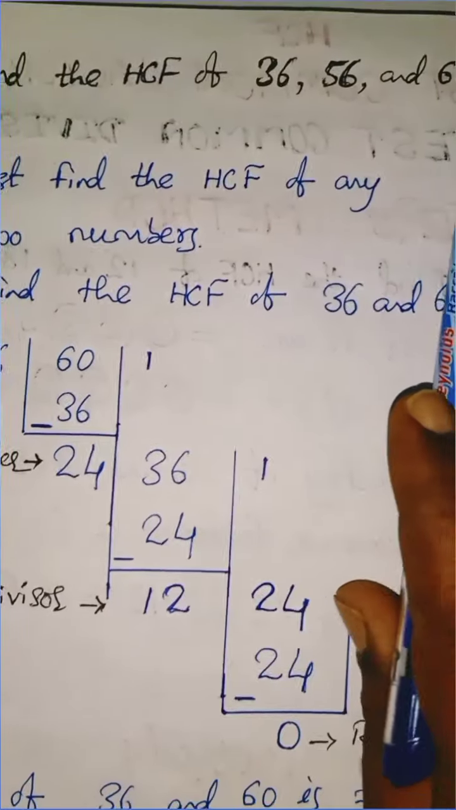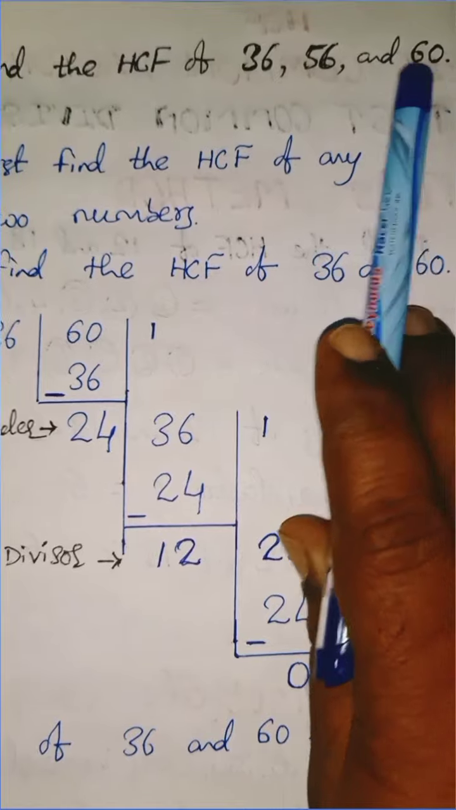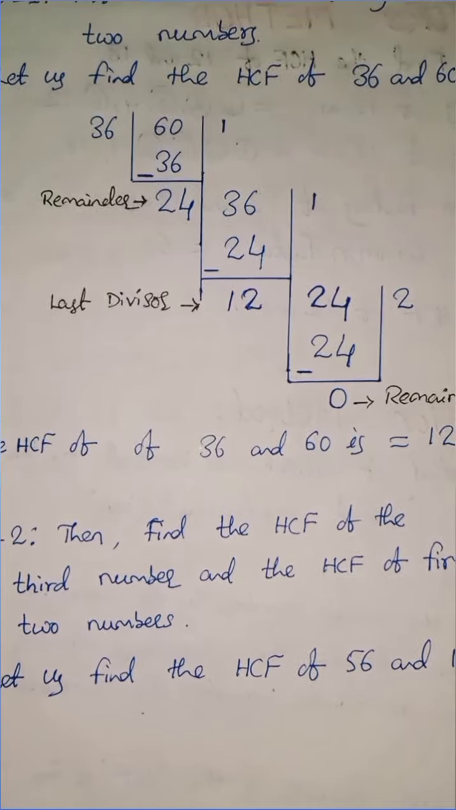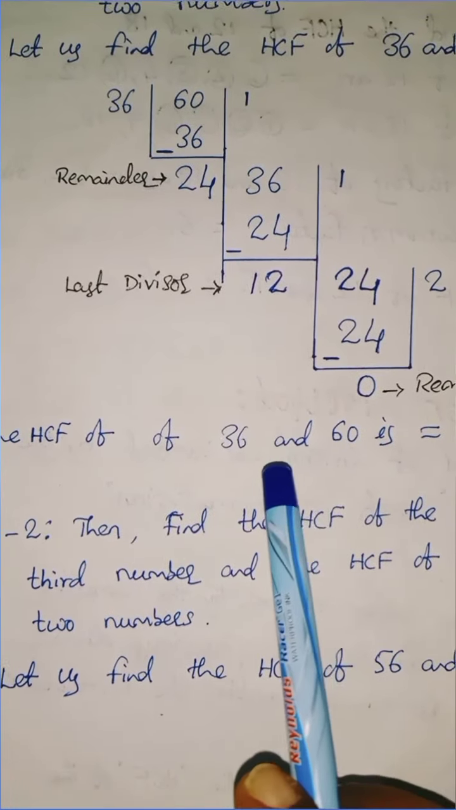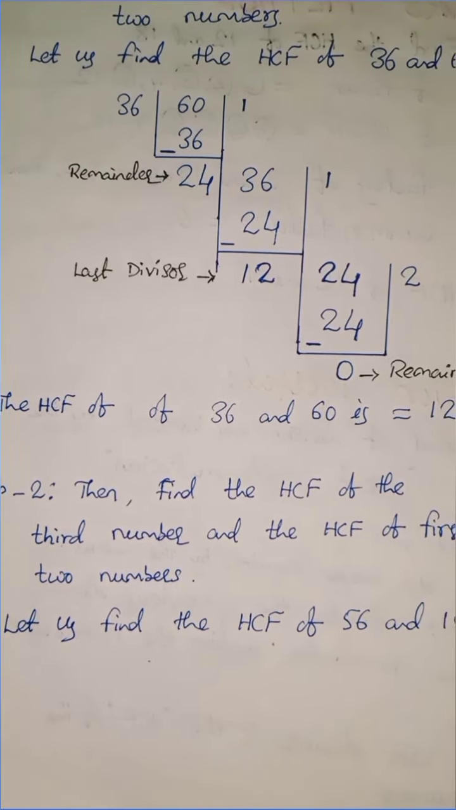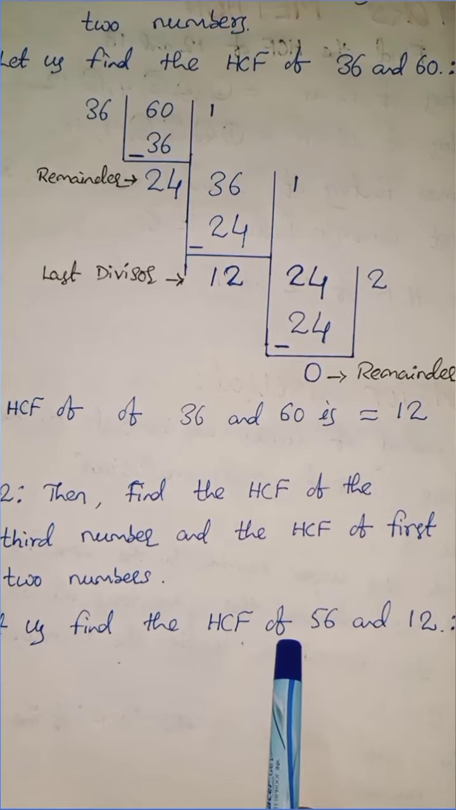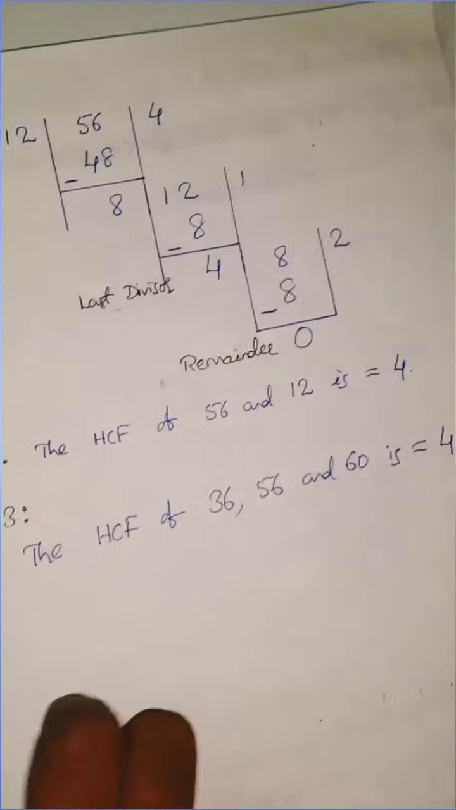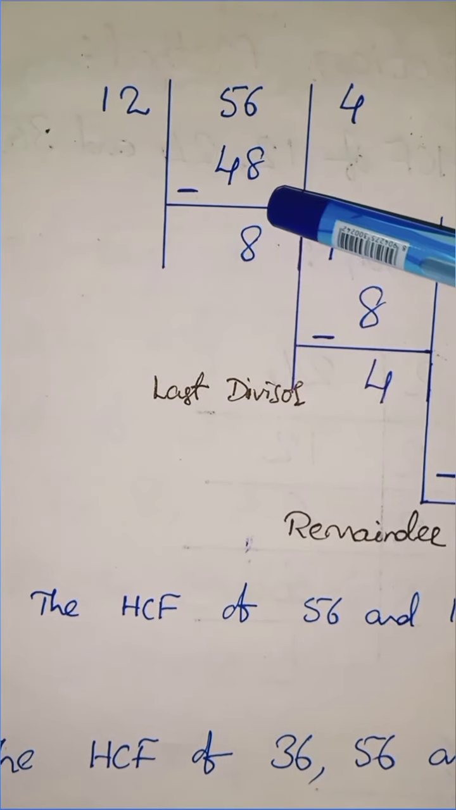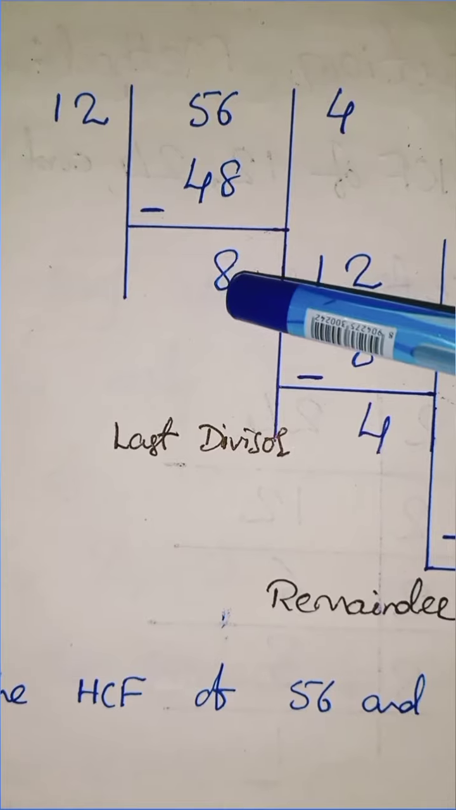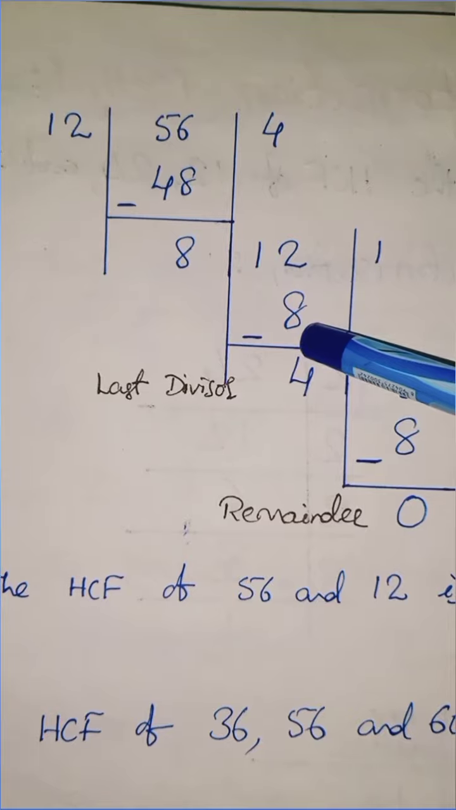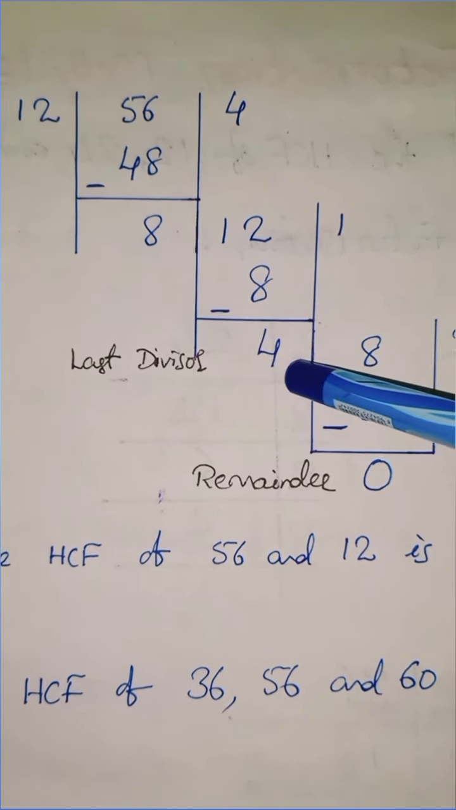Here the remaining number, since we already took 36 and 60, is 56. So the remaining number is 56, and 12 is the HCF of 36 and 60. Next step, we find the HCF of 56 and 12. So 56 is divided by 12. 12 4s are 48, so 56 minus 48 gives 8. Now we write 12.